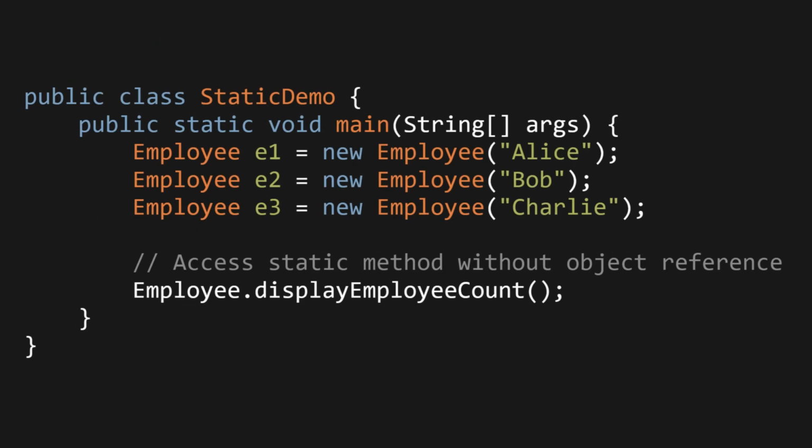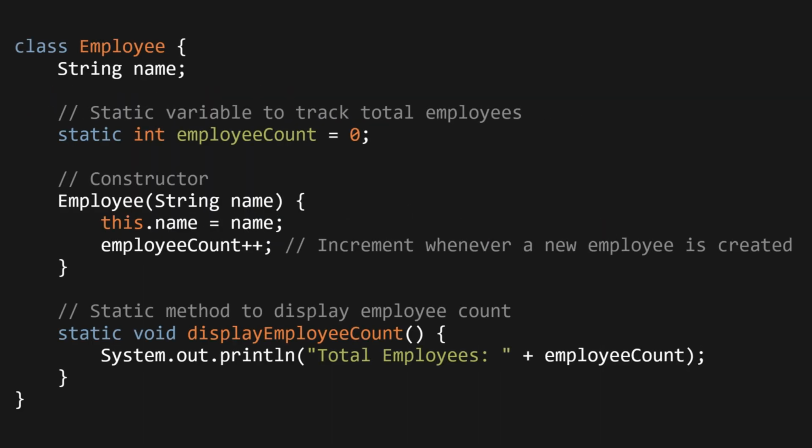Public class StaticDemo, public static void main(String[] args), Employee e1 = new Employee("Alice"), Employee e2 = new Employee("Bob"), Employee e3 = new Employee("Charlie"), Employee.displayEmployeeCount(), and the output will be total employees 3.